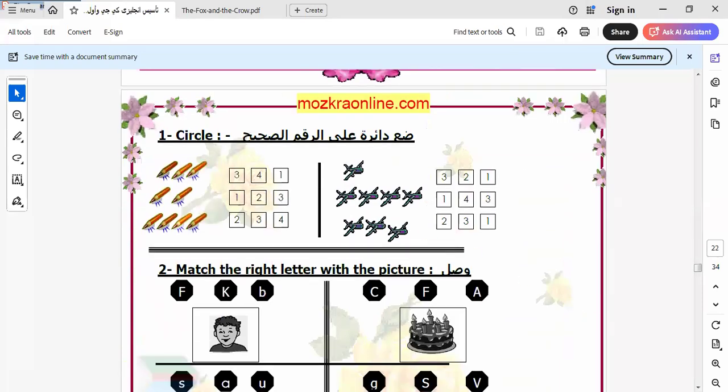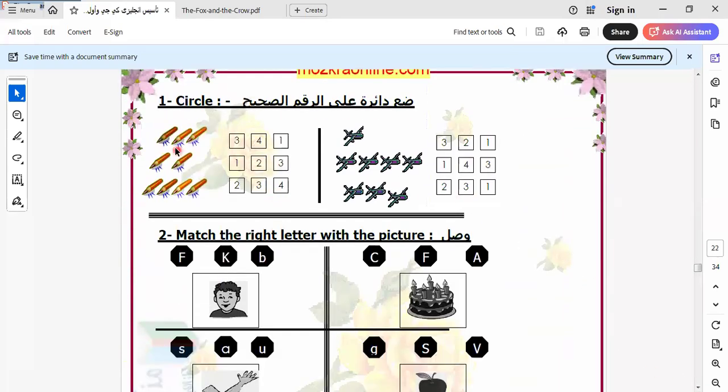Let's continue the rest of the exercise. Here we have to count and select the correct number. I will count it and then answer and then select the correct number. The correct number. 1, 2, 3. Which one is this one? 1.